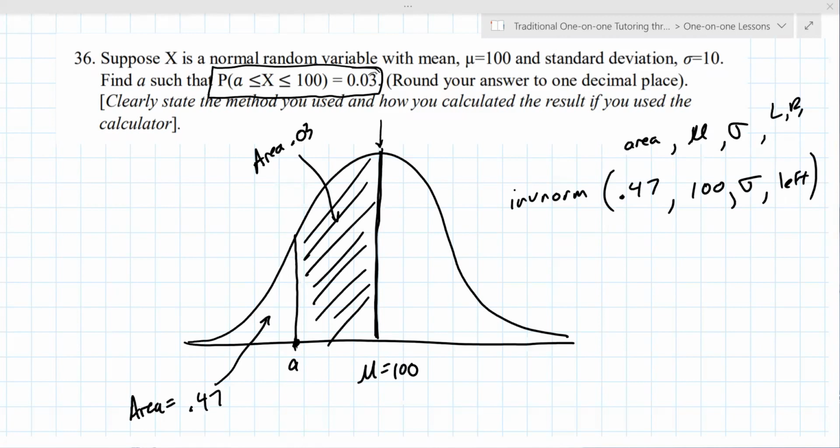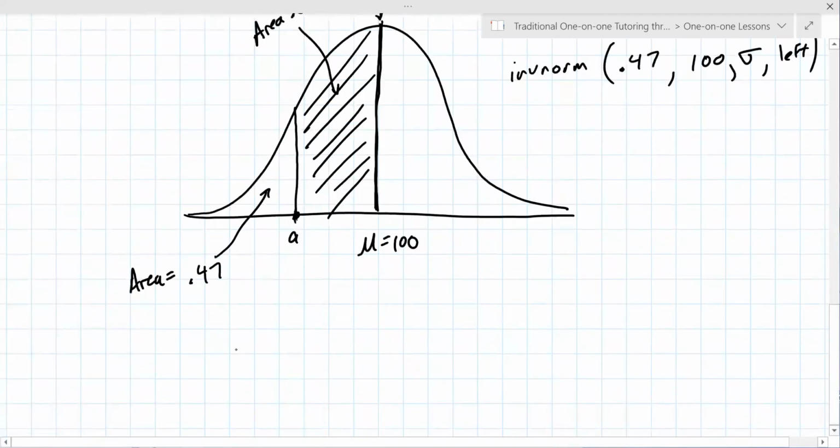You could use right here. I mean, do you want me to show you a problem where it would be right? Kind of like this, something that was likely to come up. So it would just look like this: 100 less than or equal to X less than or equal to B, and they tell you that that's 0.07.